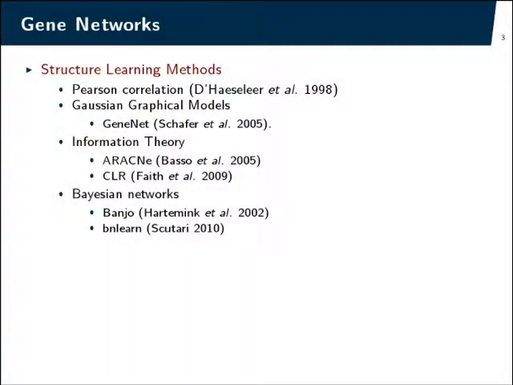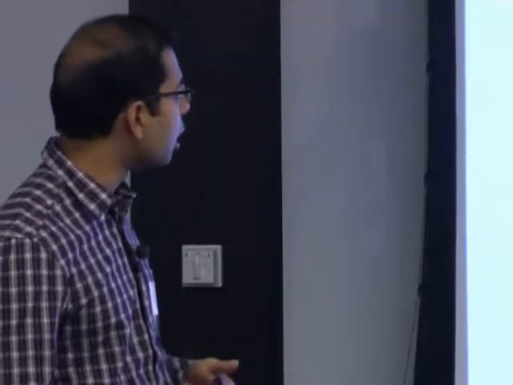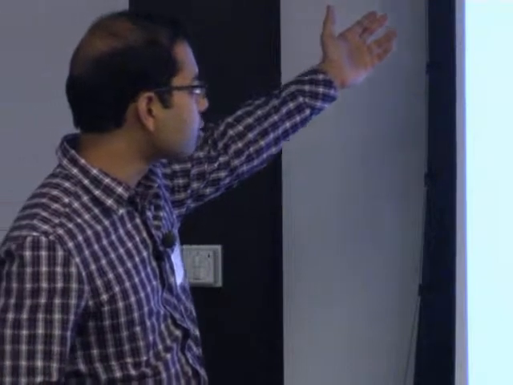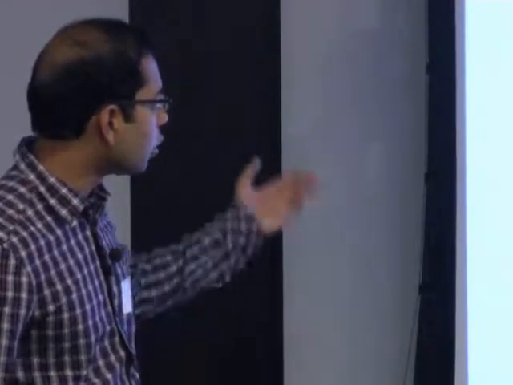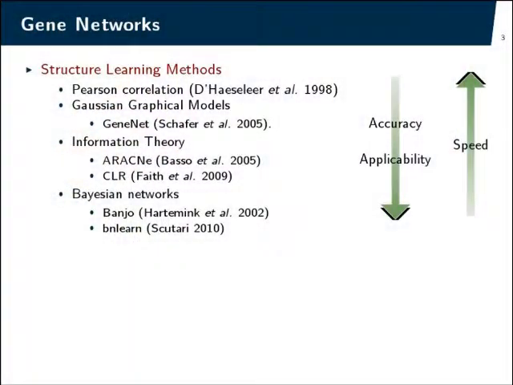Like I said, there are various methods, mathematical models that are proposed. There's a Pearson correlation based one. Graphical Gaussian models are also available. Information theory based models are also there. And then we have Bayesian networks. From top to bottom, the accuracy and applicability of the model increases, but at the same time, the time required to learn that model from the data gradually becomes a bottleneck. It gets bigger and bigger. So you are trying to learn the network from the microarray data.